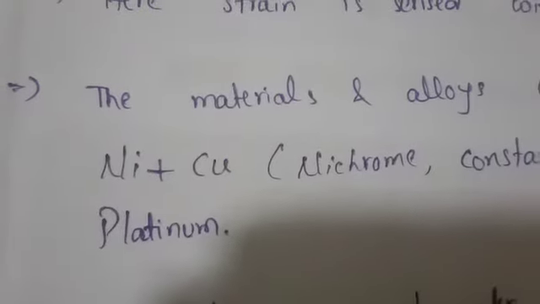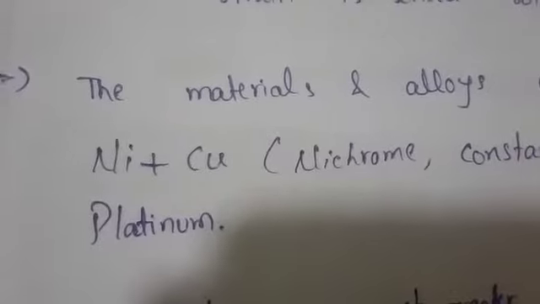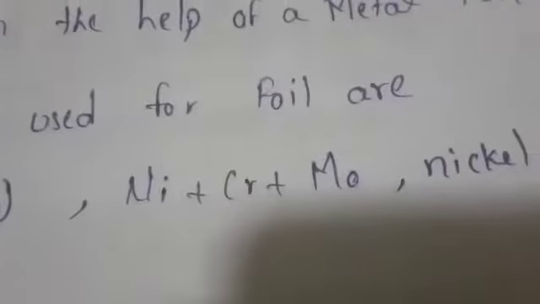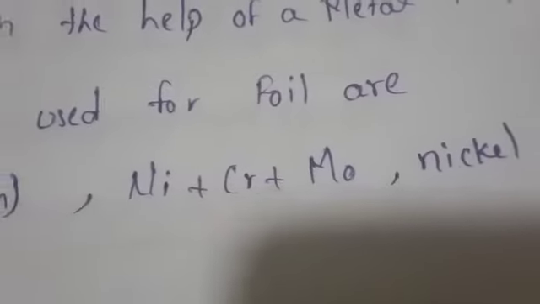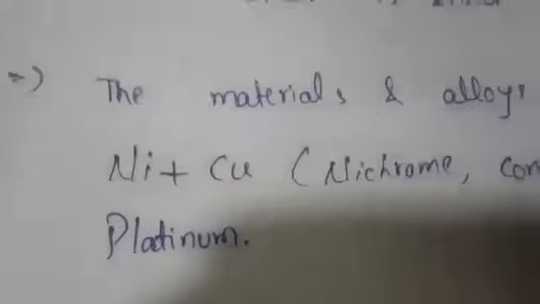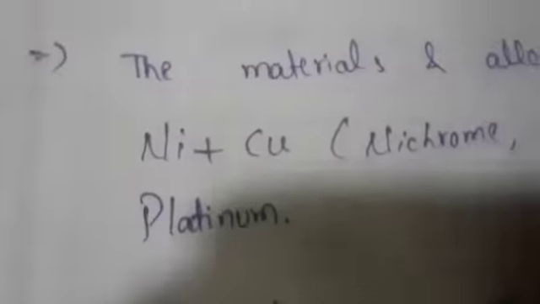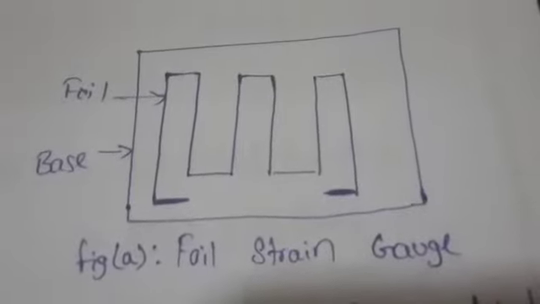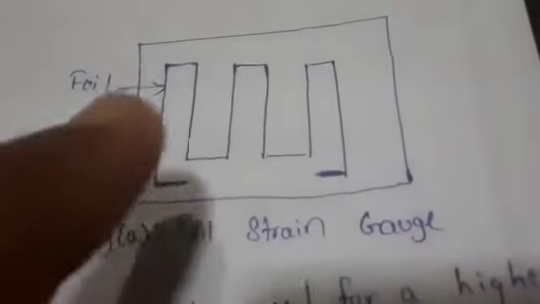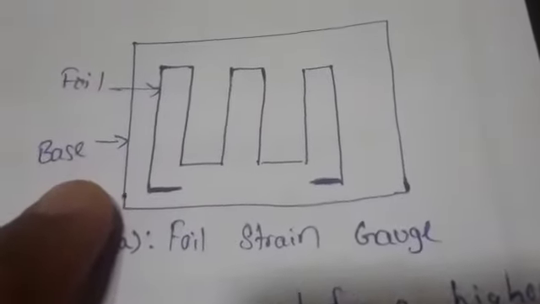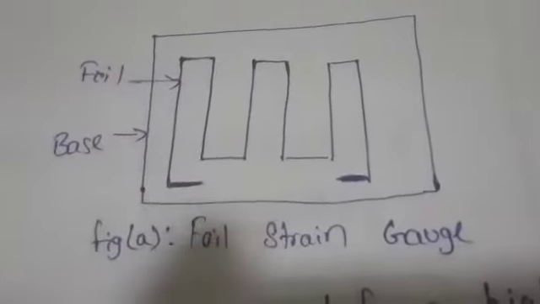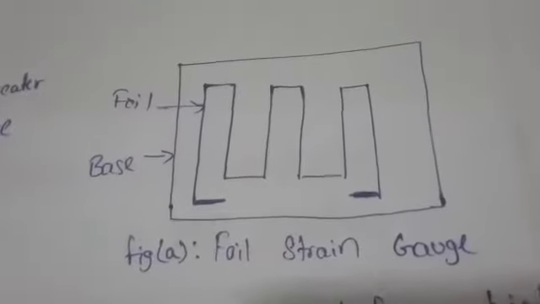The materials used for foil are nichrome, constantan, another one is nichrome, chromium and molybdenum, and the next one is nickel and platinum. These materials are used for foil. This is the figure for a foil strain gauge. Here this wire is called the foil, and this one is the base.